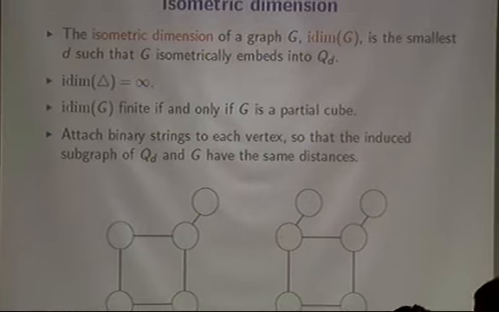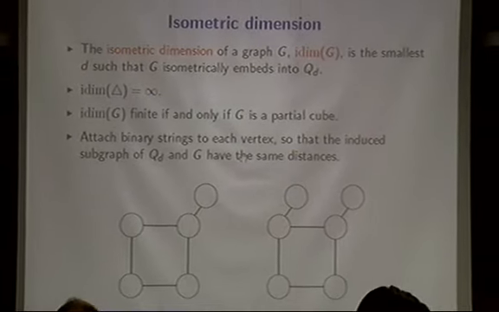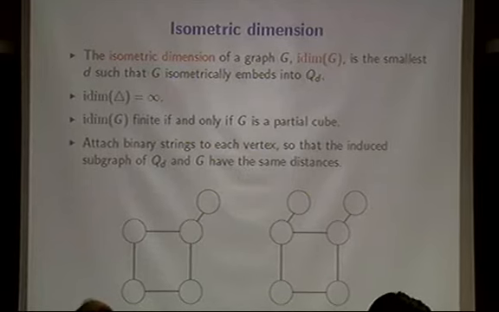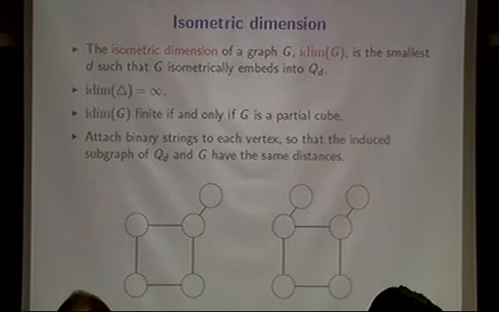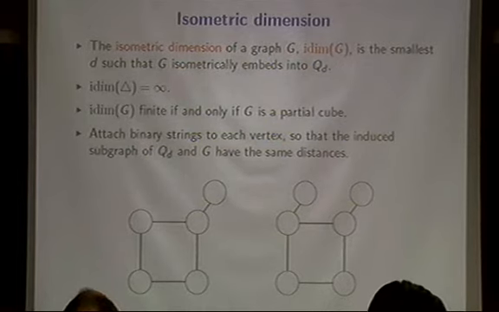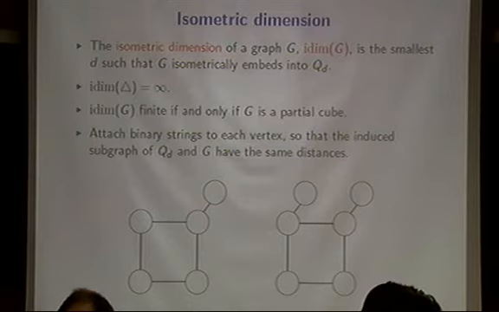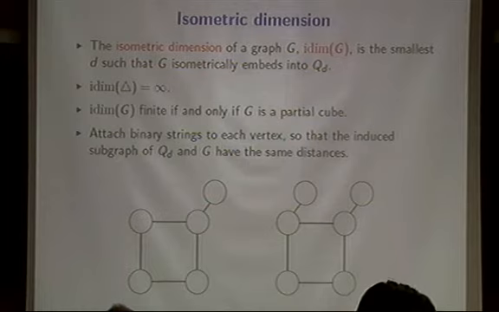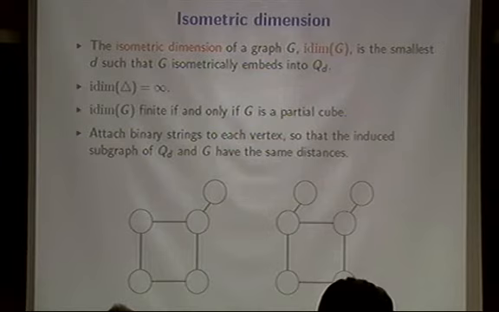Okay, so what is the isometric dimension of a graph? It is the smallest dimension d such that G can be isometrically embedded into the hypercube of dimension d. That's the definition. You are given a graph. It has no labels. It has nothing. It's an abstract graph. And now you would like to embed it isometrically into the hypercube, which means distances in the original graph should be equal to distances in the image. And you would like to use as few dimensions as possible. And that's the definition of dimension.